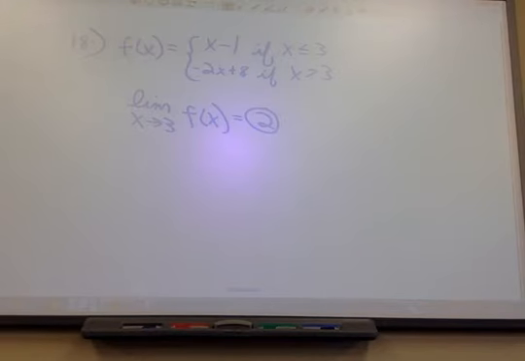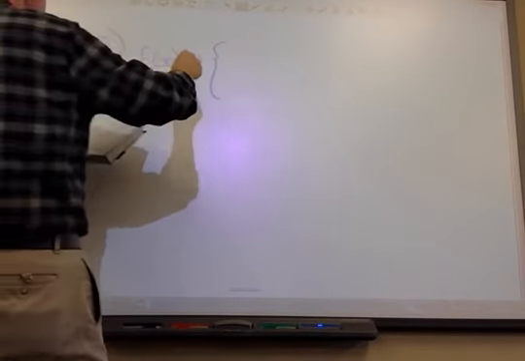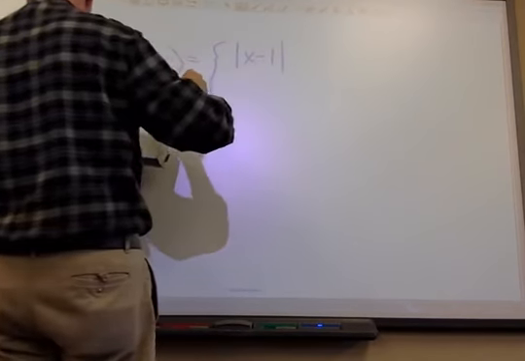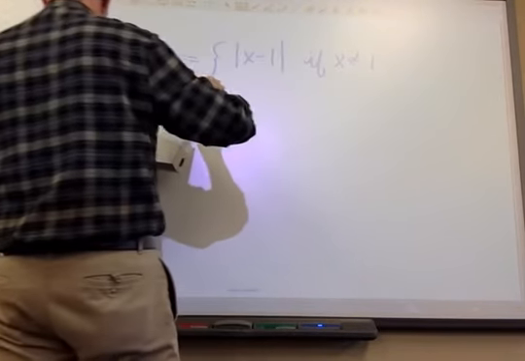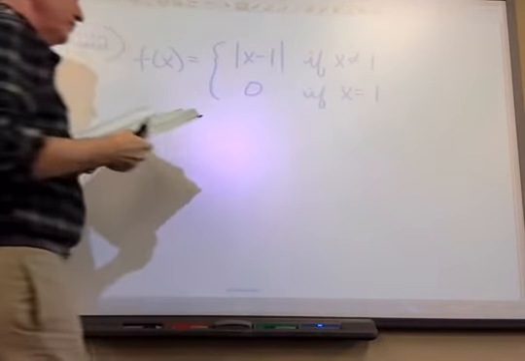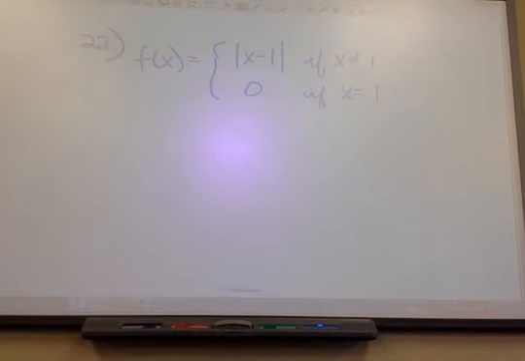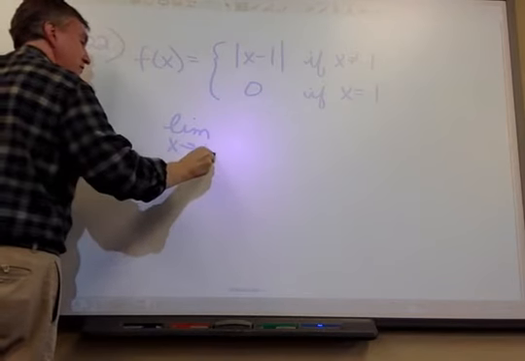Let's see. How about 22? It says f of x is the absolute value of x minus 1 if x is not 1, and 0 if x is 1. They want me to find the limit as x approaches 1 of f of x.